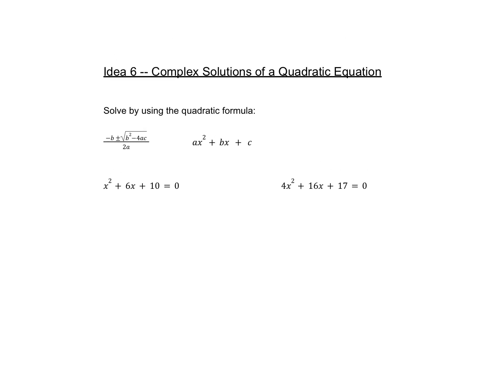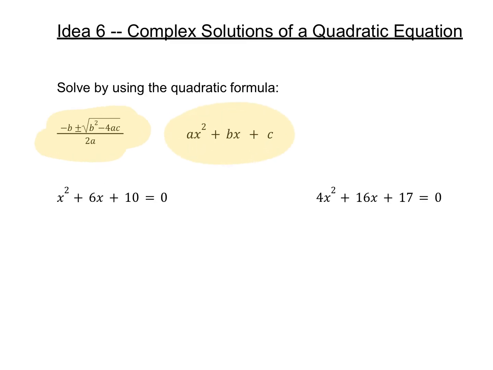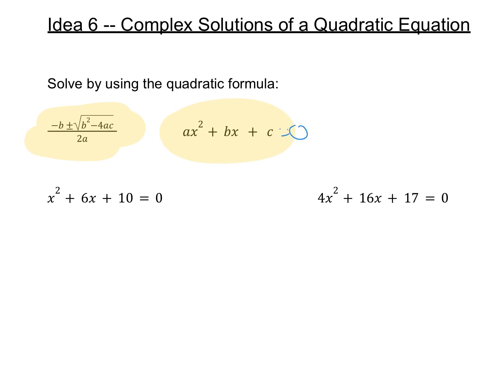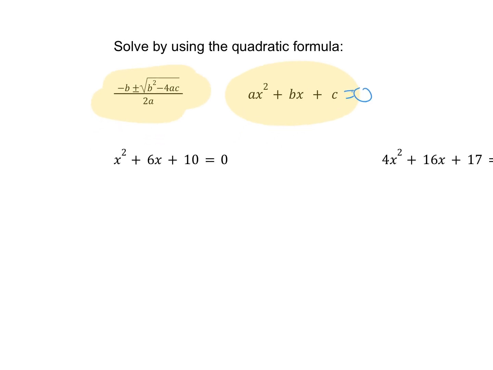All right, next thing we're going to do is the complex solutions of a quadratic equation, and we are going to use the quadratic formula, which basically, if you are given a quadratic equation in standard form, ax squared plus bx plus c equals 0, then you can use this formula where the coefficient of x squared is a, the coefficient of x is b, and the constant is c. And really it's just plugging it in and then making sure we know how to simplify.